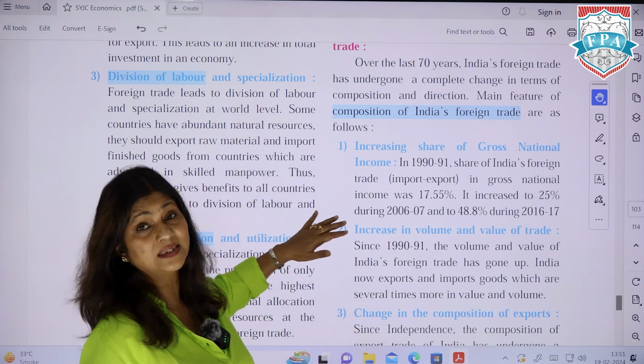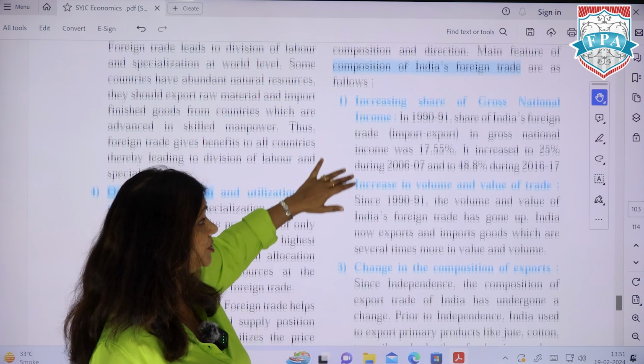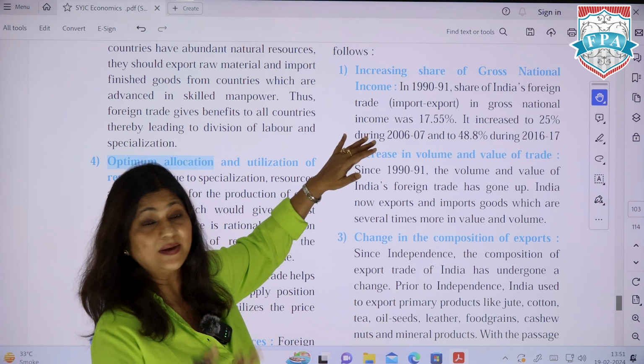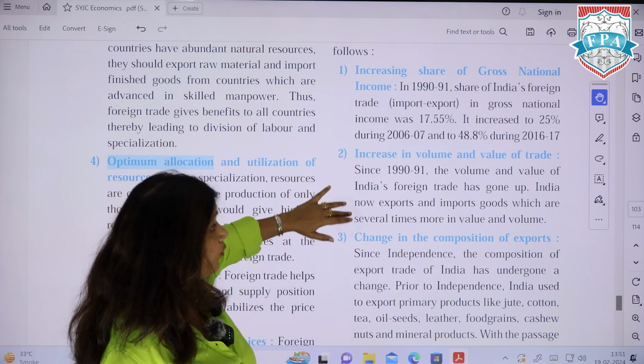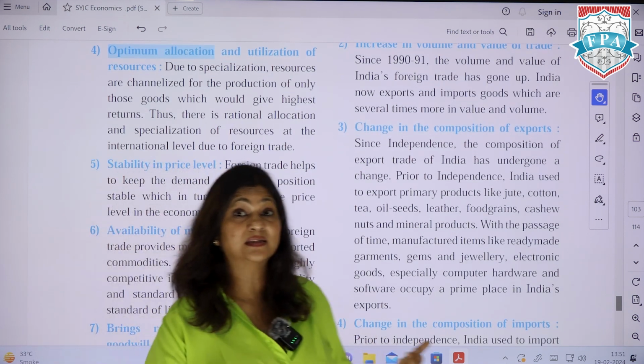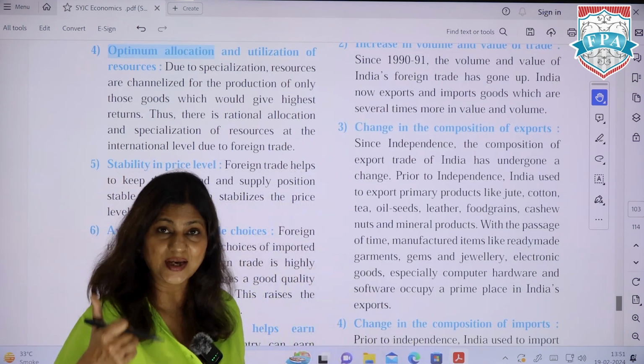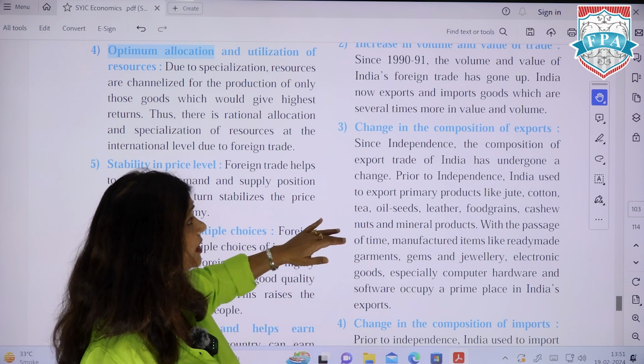So first is there's an increase in share in the gross national income. It has gone from 25% to almost 48.8% in 16-17. Volume of trade has increased several times. So one is share, the second is volume of trade has increased.